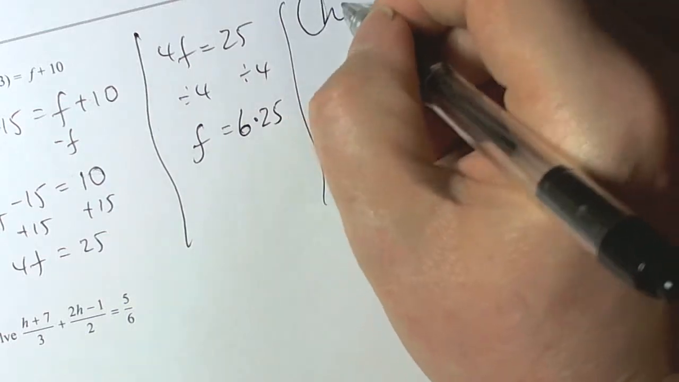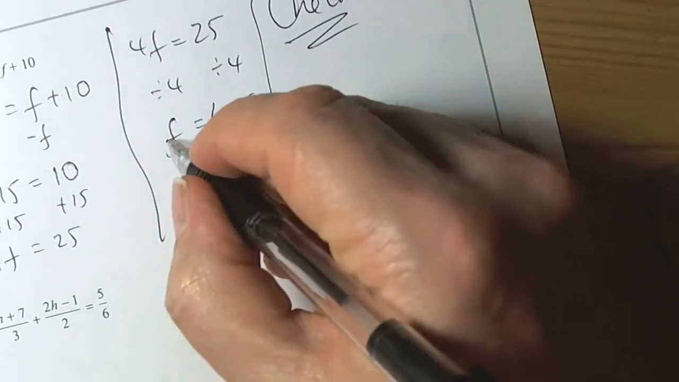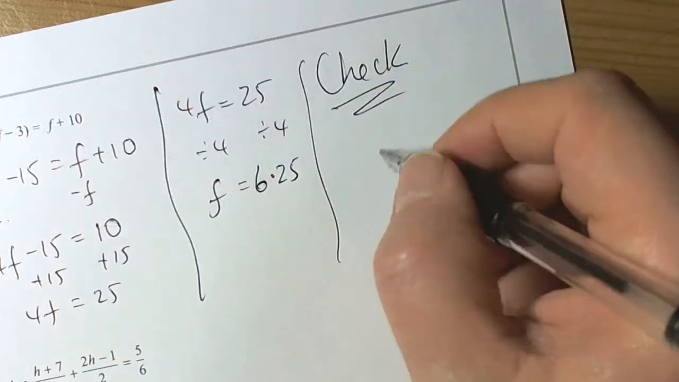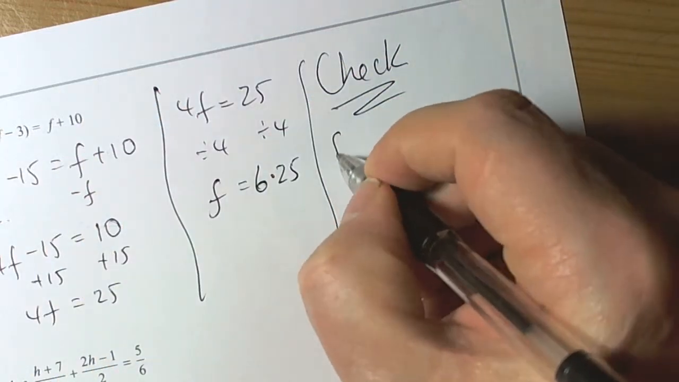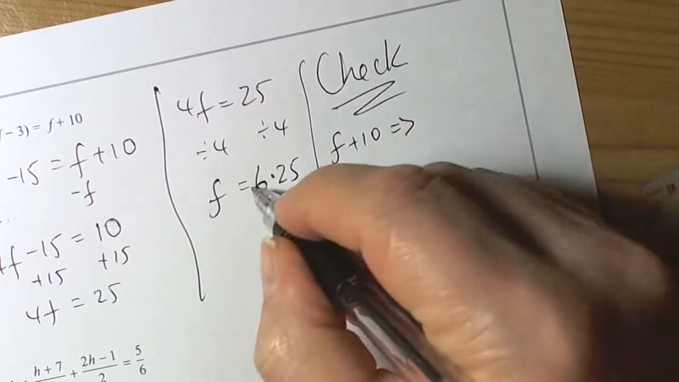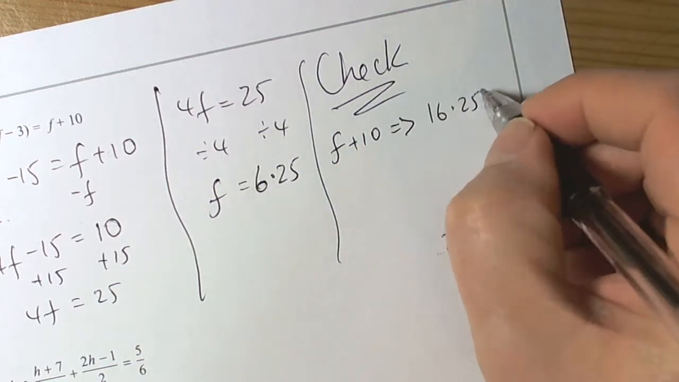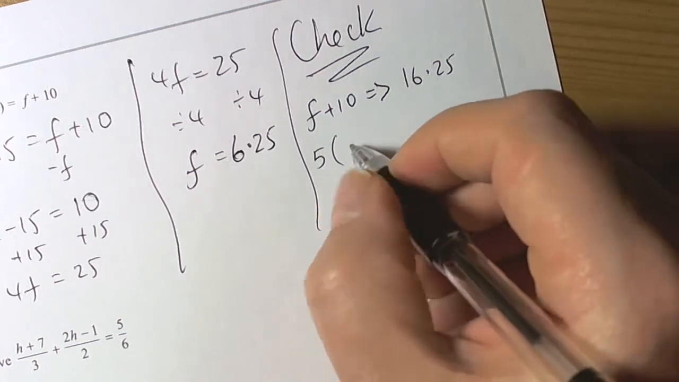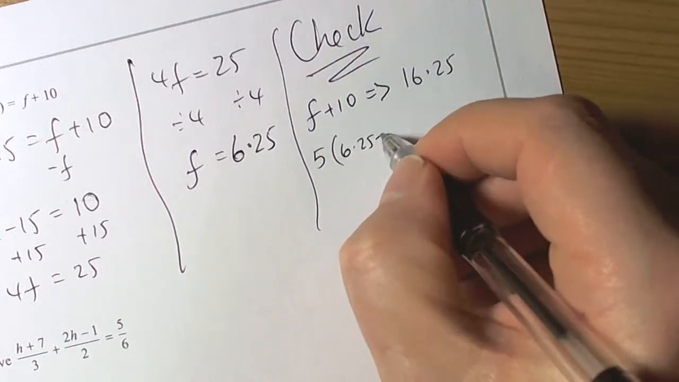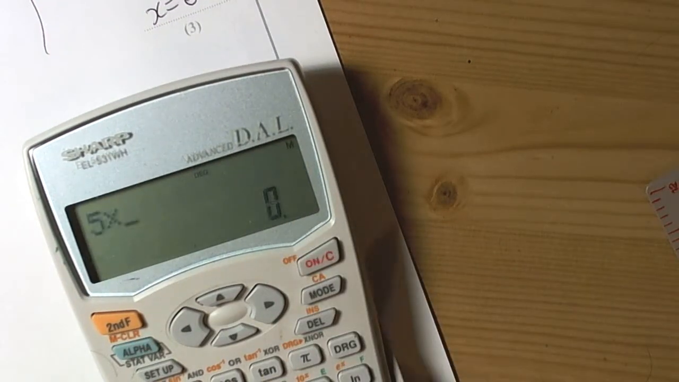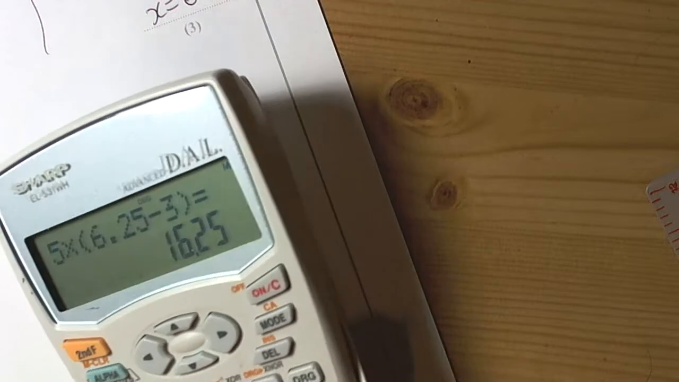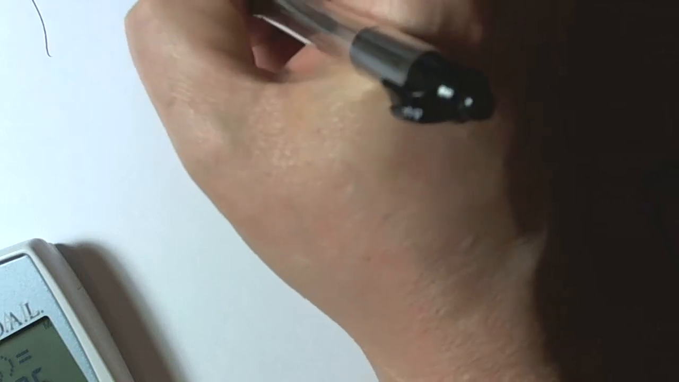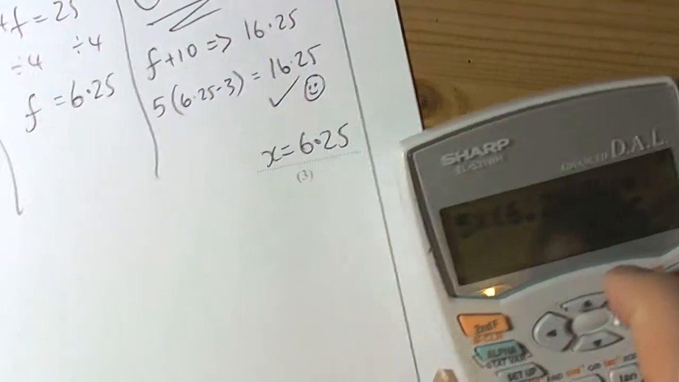Now again, it's really important with equations and algebra work, we check it worked. We think this is going to be the answer, so we then put that back into here and see what goes on. So on the f plus 10 side, then 6.25 plus 10 is 16.25, and on the 5 times the f value, take away 3, then on our calculator we got 5 times bracket 6.25, take away 3, close the bracket, equals 16.25.